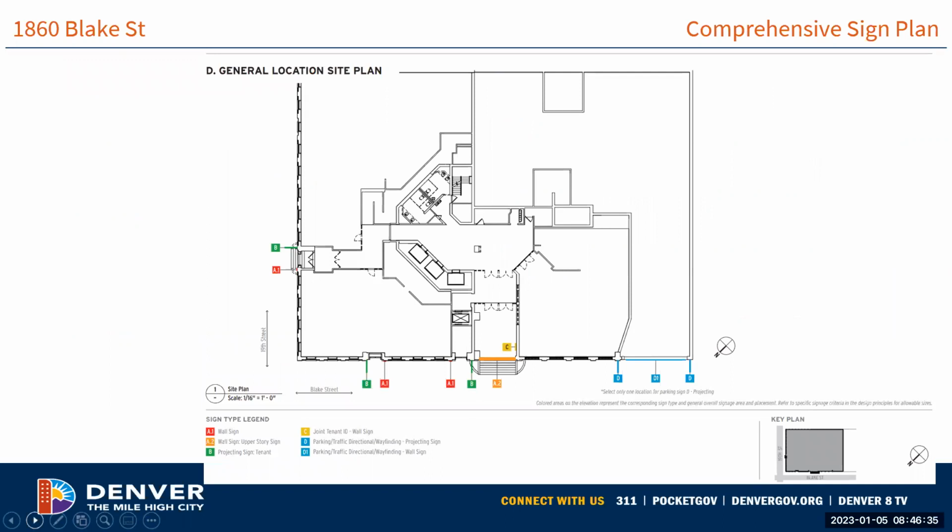So this is the site plan for all proposed signage. As I said, almost all signage will be located at the building base except that one upper story wall sign, which is proposed to face onto Lake Street. A variety of sign types are proposed for the structure, including wall signs, one upper story wall sign location, projecting signs, joint tenant ID sign, and parking wayfinding signage.